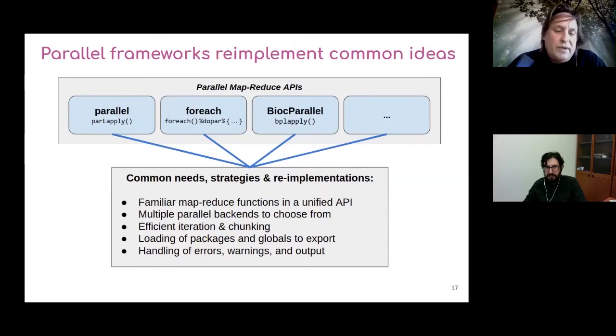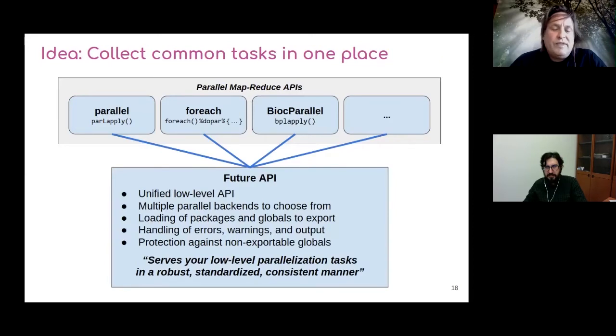that. And then we get into things like handling errors and warnings and outputs, and random number generation, and so on. So the gist of the future package is to serve some of those needs in a common way. It's a unified low-level API. It's not low-level in a technical sense, but a minimalistic style. It doesn't do chunking and things like that. It provides a generic way of using parallel backends. It's loading packages and globals to be exported, handling errors and warnings consistently, and there are also features to protect against non-exportable globals. I don't have time to talk about that today, but it's there.